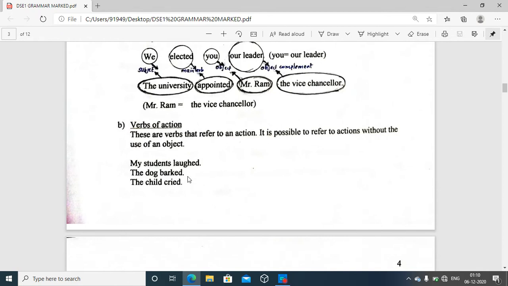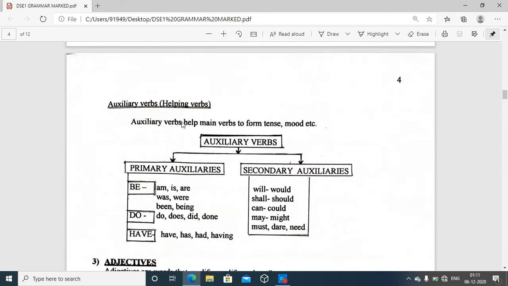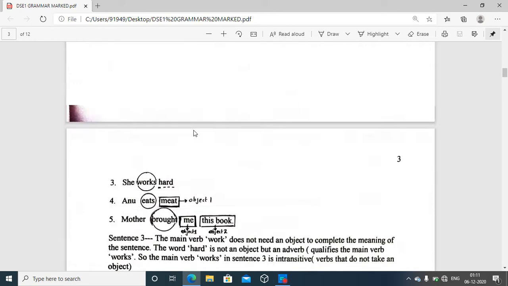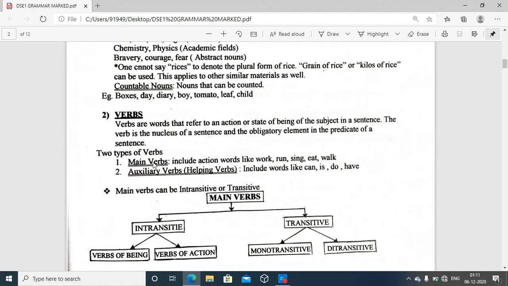The child cried. The child is the subject, cried is the action. There is no need of any other object to complete the sense. The dog barked. The dog is the subject, barked is the main verb. So, verbs of action without the need of any object: the action is completed in itself and they are self-sufficient in themselves. That's all.